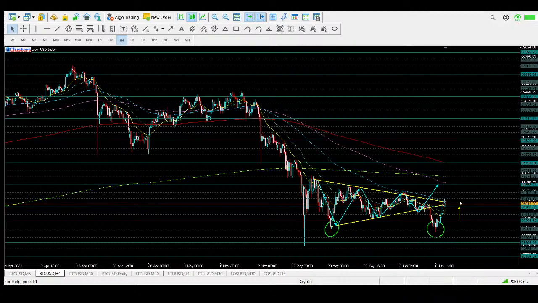I think we should be focusing on the shorter term, which is around 37,884 and 39,104. 37,884 is the next level that I think we should be focusing on, on the H4 time frame. 39,104 is the next one.